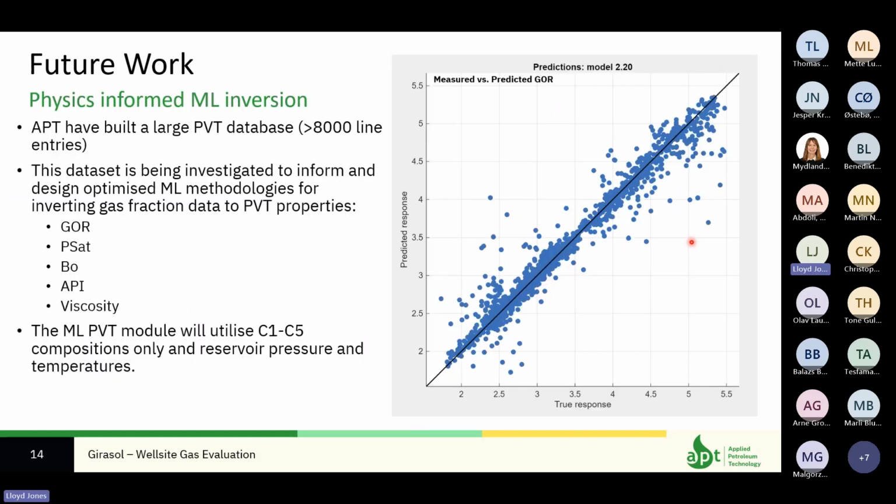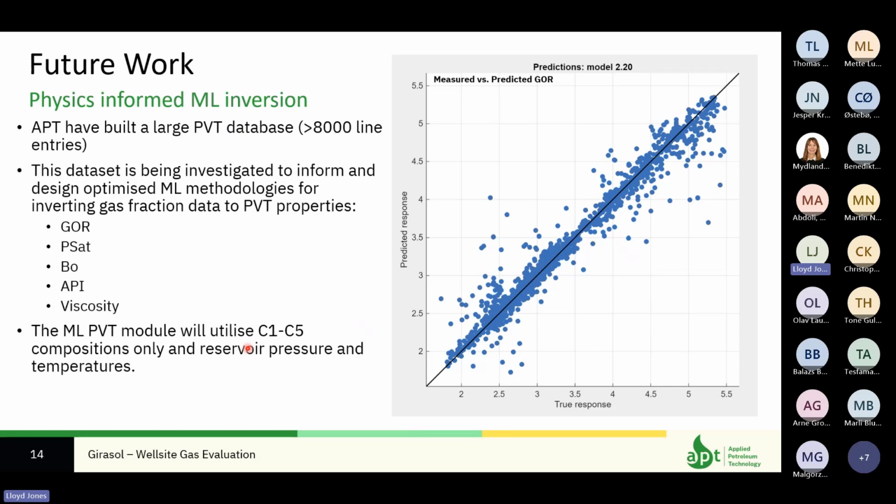Additionally, we're also doing some work with machine learning. APT has a very large PVT database of the North Sea, around 8,000 fluid samples, and we've leveraged this data set to predict GORs based on C1 to C5 compositions, which is what you see on the right-hand plot here, but also to go a bit further to potentially predict PSAT, formation volume factor, API, and viscosity.